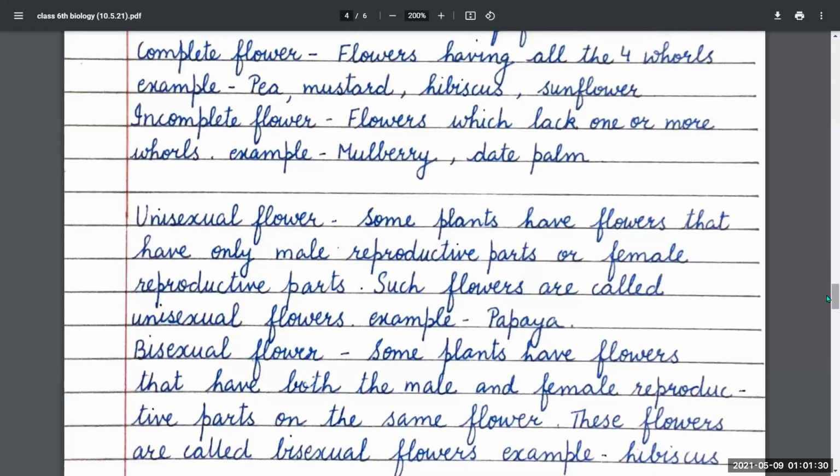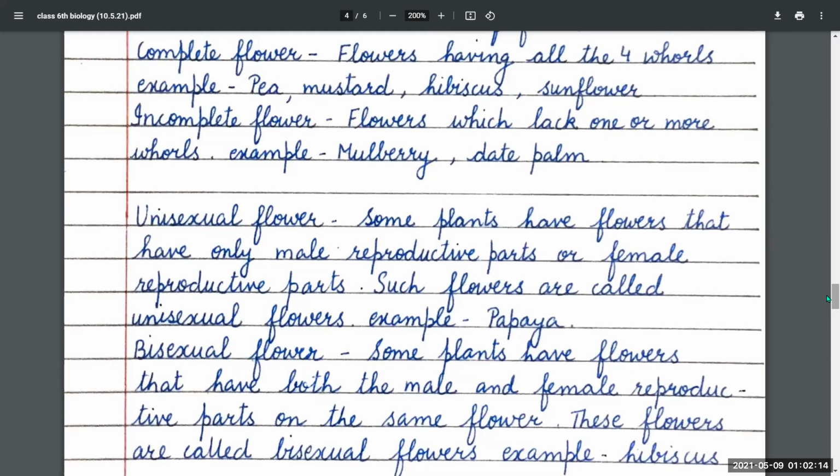Now, children, the complete flower and the incomplete flower. The difference between them is the flowers having all the four whorls are known as complete flowers. For example, pea, mustard, hibiscus, and sunflower. Whereas flowers which lack one or more whorls are known as incomplete flowers. Example, mulberry, date palm.